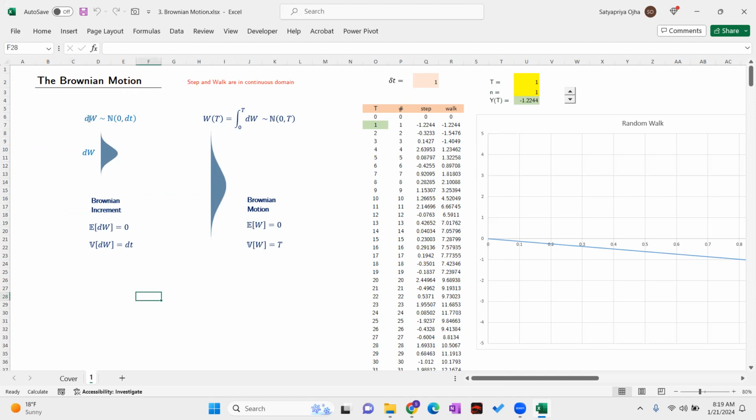Now, here is the thing. This is called as Brownian increment. Brownian increment means step only, right? How much it changed, on a small time interval. That is the step called as Brownian increment. The walk, right, which is the aggregation of all the steps, is called the Brownian motion.